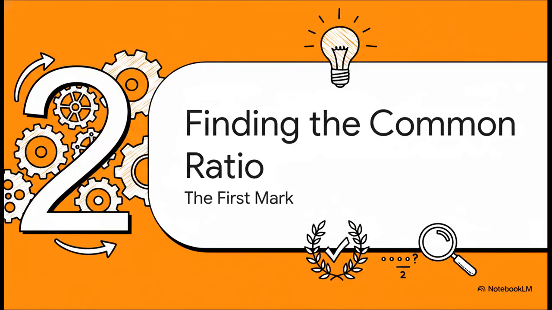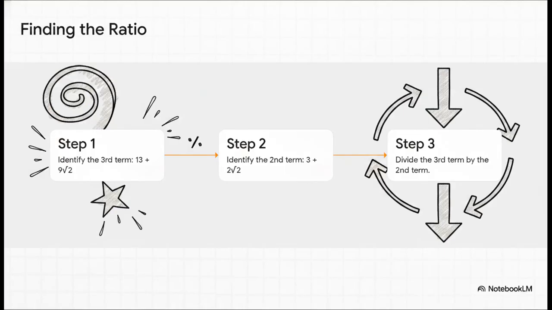Right, let's get into our game plan. First step, how do we lock in that very first mark? This is all about showing the examiner, hey, I get the big idea here, even before we crunch a single number. And here's the first move, laid out perfectly. Think about it. If you multiply the second term by the ratio to get the third term, how do you work backwards to find the ratio itself? You do the opposite, right?